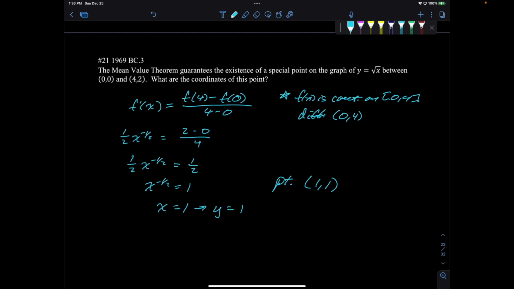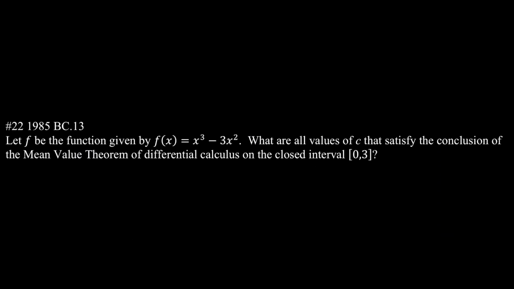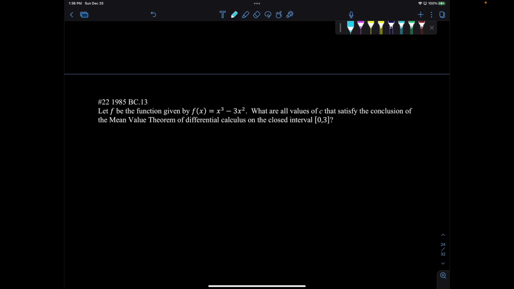This problem is not a big deal, but it's important. You have to be able to solve these types of problems. I'll show you how important it is when we look at number 22, which is from the BC exam. It's number 13, and it's essentially the exact same question.